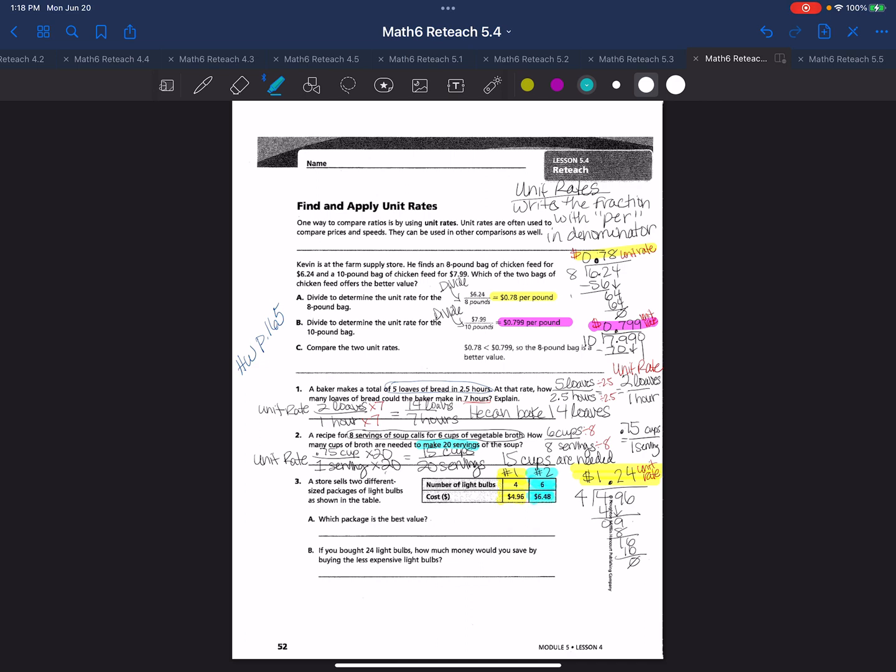Okay, let's do the second one. It is $6.48 divided by 6. 6 times 1 is 6, and then bring down the 4. Can't go into 4, so bring down the 8. 6 times 8 is 48. So this is my unit rate because it's $1.08 per bulb.